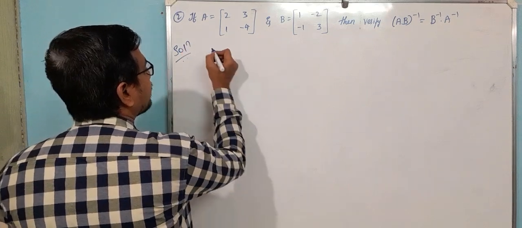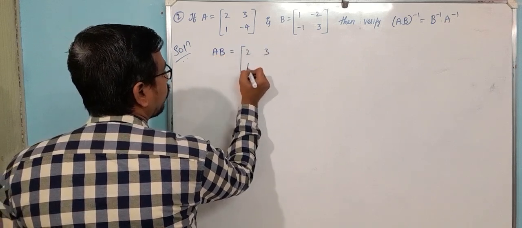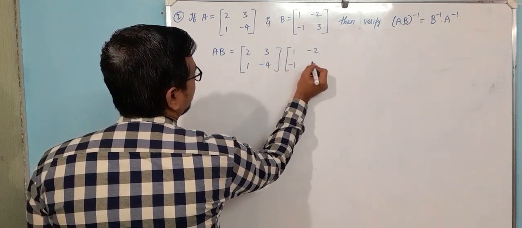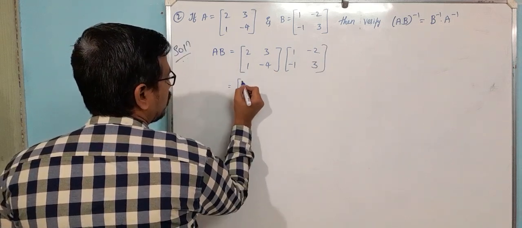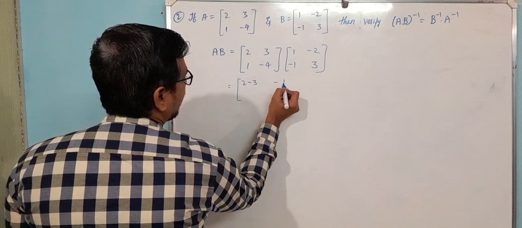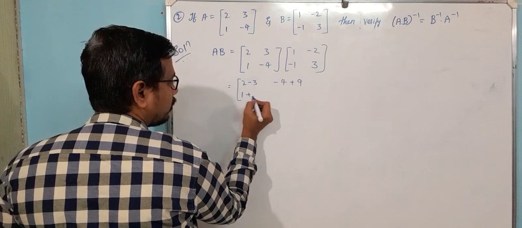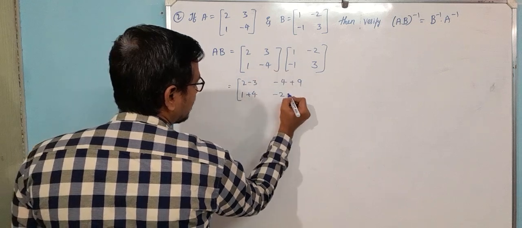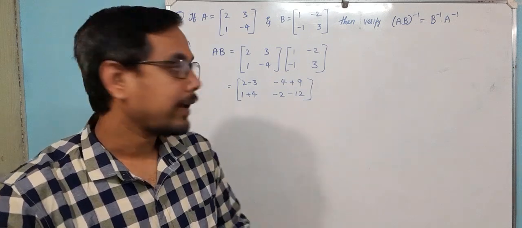So A and B are given. A into B can be written as [2, 3; 1, -4] into [1, -2; -1, 3]. 2 into 1 is 2, 3 into -1 is -3, 2 into -2 is -4, 3 into 3 is 9, 1 into 1 is 1, -4 into -1 is plus 4, 1 into -2 is -2, -4 into 3 is -12. So this is our A into B.